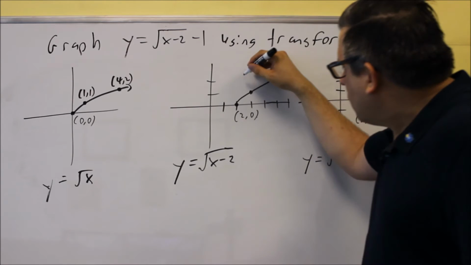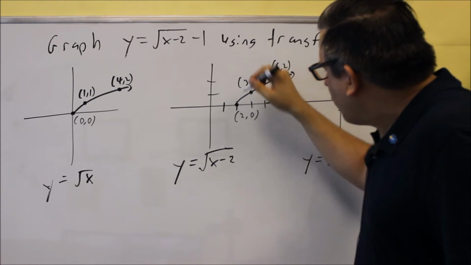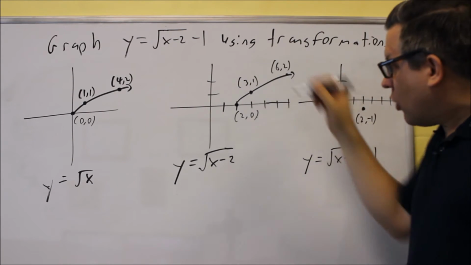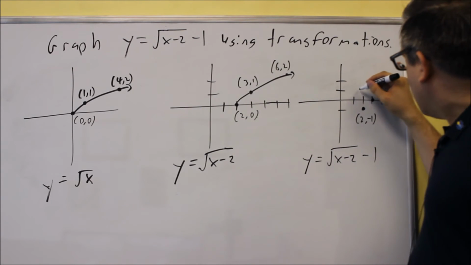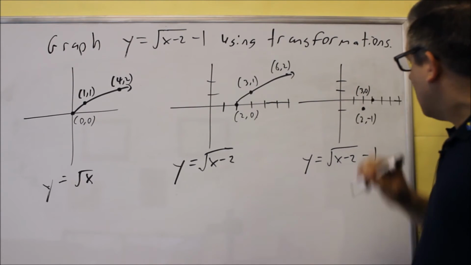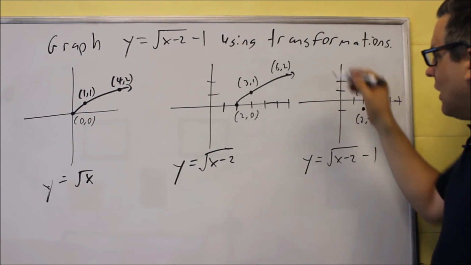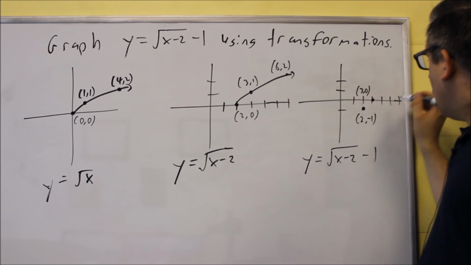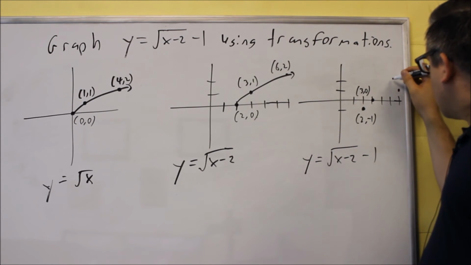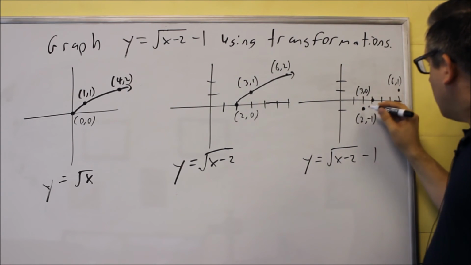This one right here, I should label that. That was at (3, 1). Subtract 1 from that. That's now going to be crossing the axis at (3, 0). So I'm going to go ahead and label that as (3, 0). This one's going to be shifted down by 1 unit also. So that's going to be at (6, 1) right here.